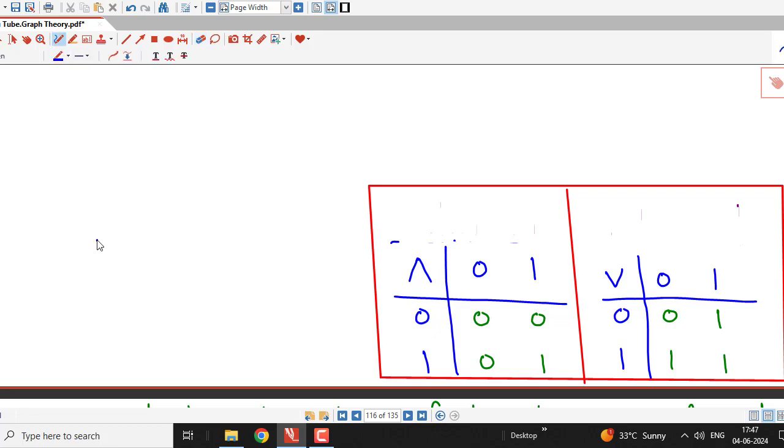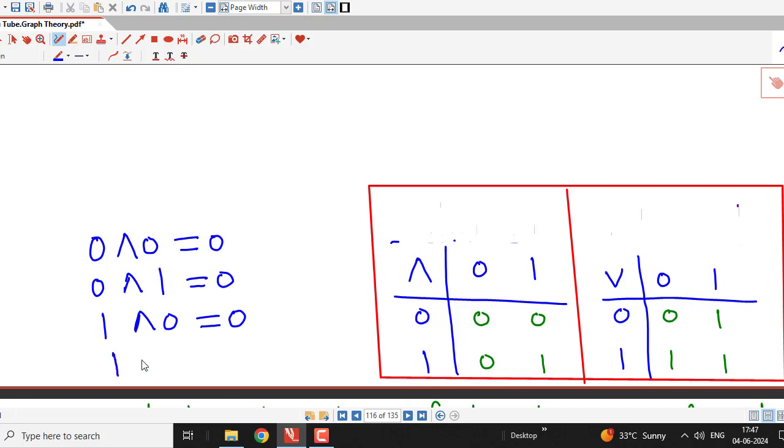But we will remember it in this way: if I have 0 and 0, then I obtain 0. If I have 0 and 1, then also I write 0. If I have 1 and 0, then also 0. And if I have 1 and 1, then only I get 1. So this is called Boolean product. We can remember this as the product of two numbers: if we have 0 in the product, then we always get 0, and we have 1 only if both entries are 1.